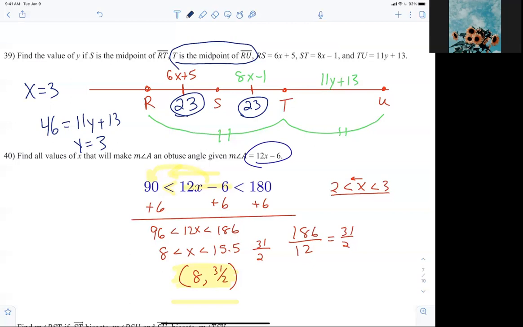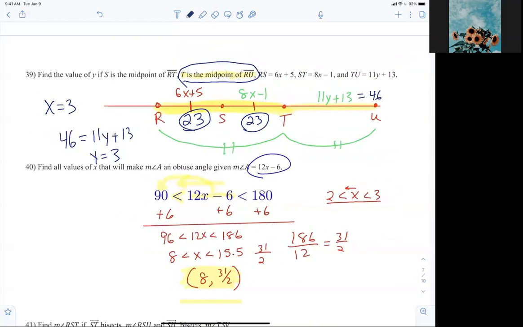Okay, so do you agree, Maren, that TU is equal to RT? You have to know that. Do you agree with that? Yeah, T is the midpoint of RU, therefore that's true, correct? Yes. You agree? Okay, so now I found what RT was. RT is 46. Do you agree with that? Yes. So if RT is 46, that means TU is also 46, because it's the midpoint. And then you just set that equal to 46. All right, I'm pretty happy with that.